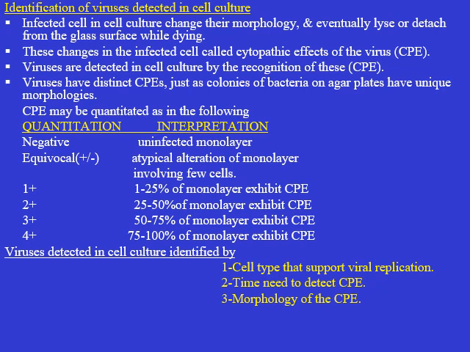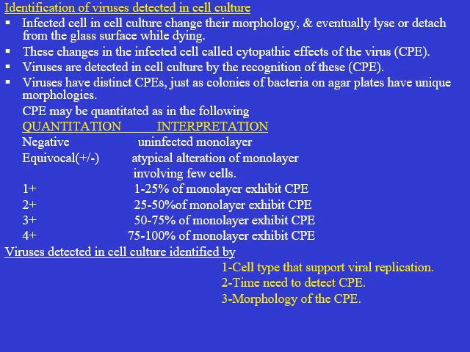So the CPE is a change in the morphology, elevation from the surface of the glass of the cell culture while the cell is dying. All these changes are called the cytopathic effect of the virus. Viruses are detected in cell culture by recognition of these cytopathic effects. Viruses have distinctive cytopathic effects, just as colonies of bacteria on the agar plate. CPE, the cytopathic effect, can be quantitated on the cell culture.